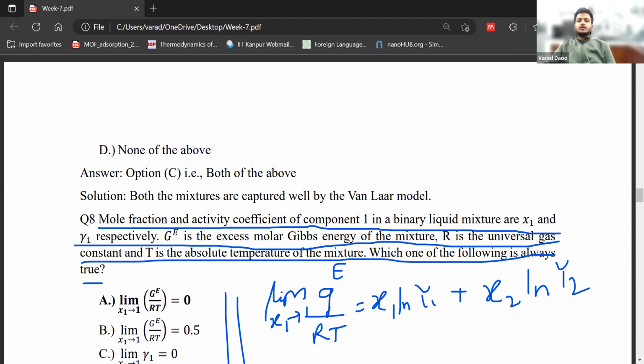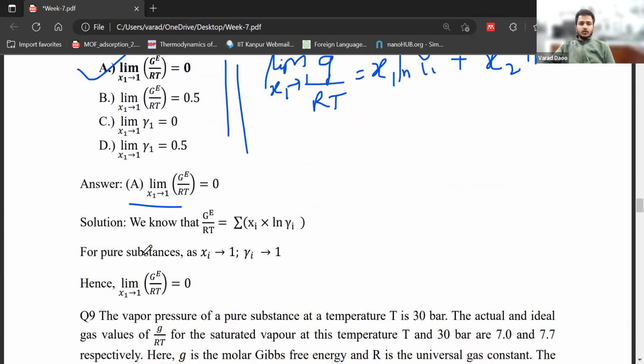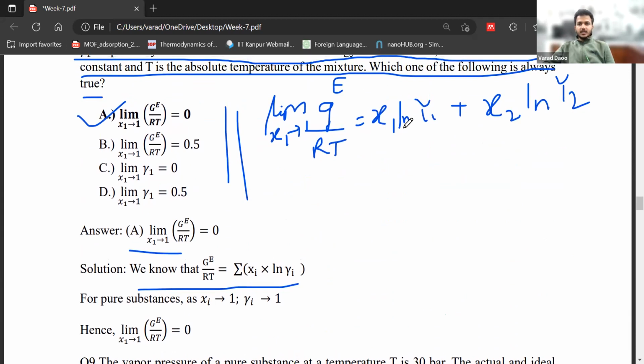Okay. So as x1 tends to 1, the correct answer is option A. The explanation for this is, we know that G bar over RT is the summation of xi ln gamma i, which is nothing but this. As x1 tends to 1, what does that mean? For a binary mixture, this means x2 tending to 0, right? That means this term goes to 0, right?